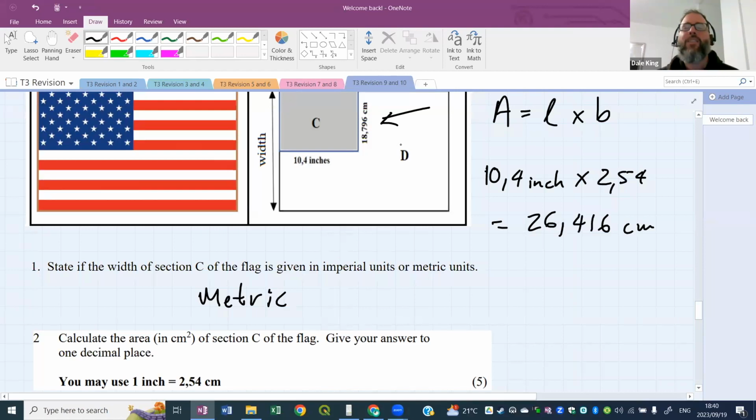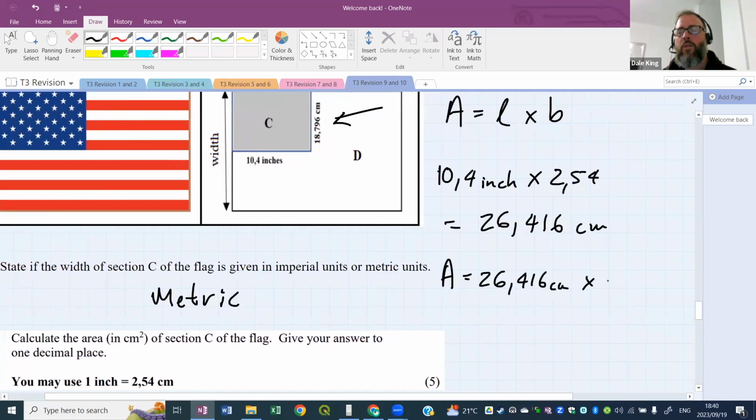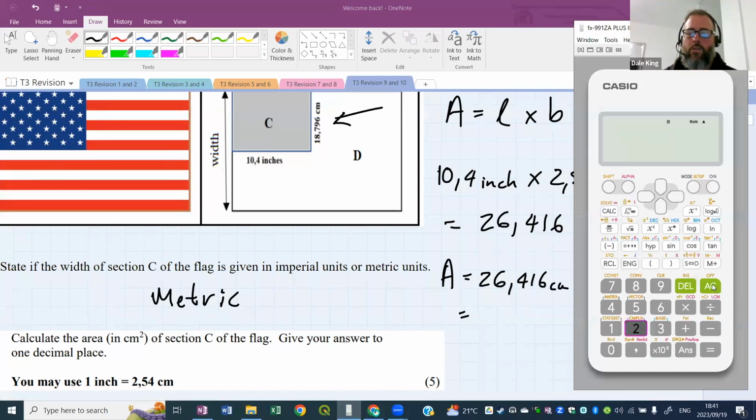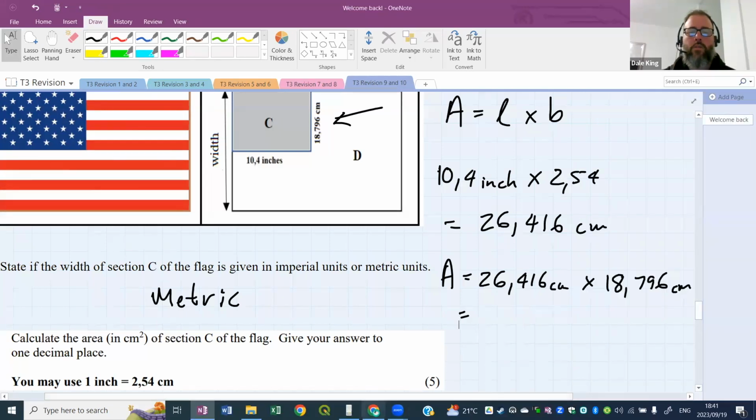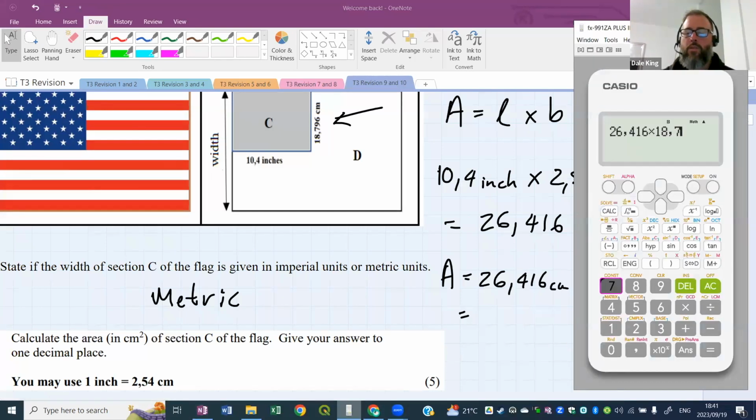Not yet. Very good. All right. So now we can go to the formula. So then you say 26.416 multiplied by 18.796 centimeters. All right. And that should give us our answer. So 26.416 times 18.796. Are you happy with that answer?